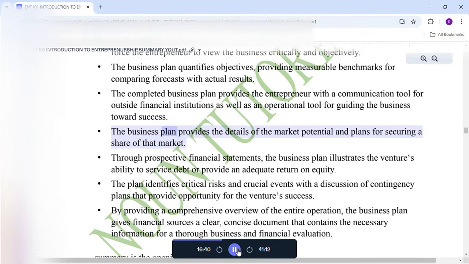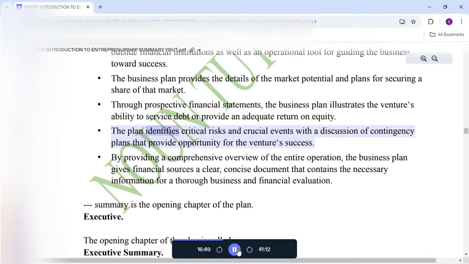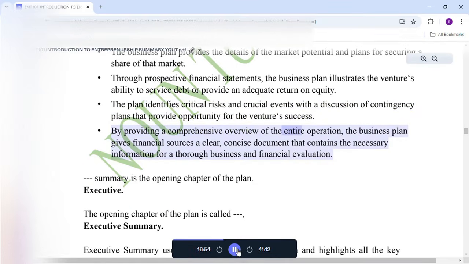The business plan provides the details of the market potential and plans for securing a share of that market. Through prospective financial statements, the business plan illustrates the venture's ability to service debt or provide an adequate return on equity. The plan identifies critical risks and crucial events with a discussion of contingency plans that provide opportunity for the venture's success. By providing a comprehensive overview of the entire operation, the business plan gives financial sources a clear, concise document that contains the necessary information for a thorough business and financial evaluation.